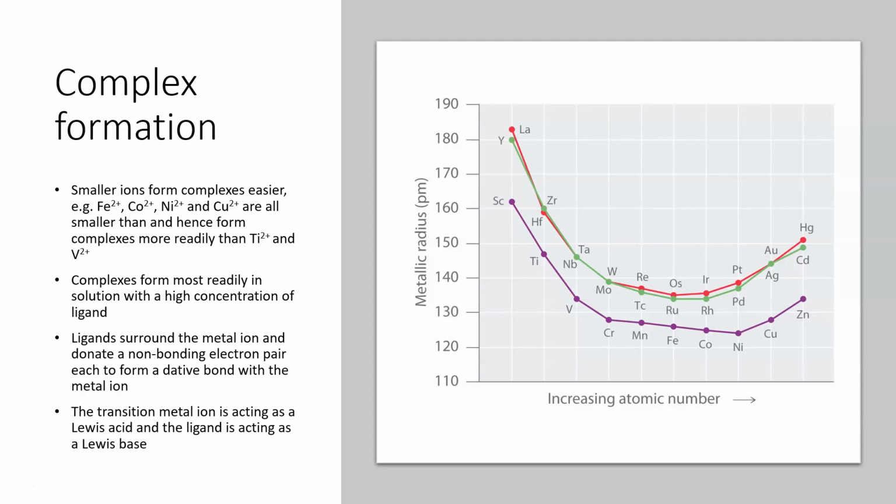The ligands surround the metal ion and donate the non-bonding electron pair. Then the transition metal ion acts as a Lewis acid and the ligand is acting as a Lewis base. As I said, we'll talk about this later, but a Lewis acid is an electron pair acceptor and a Lewis base is an electron pair donor.